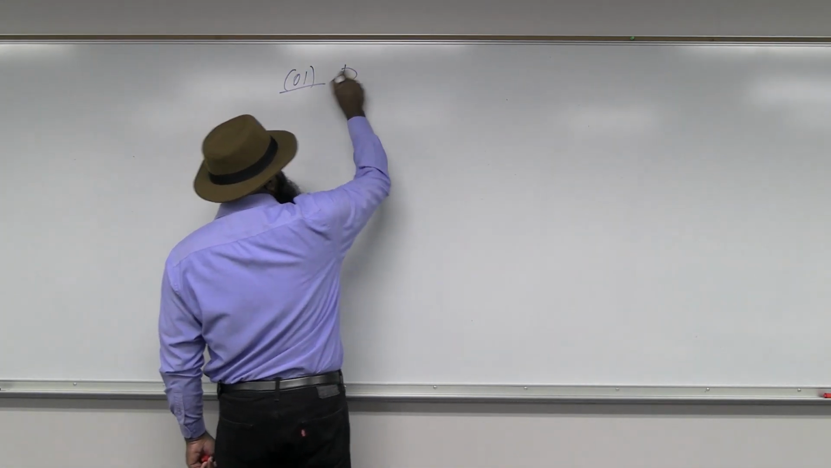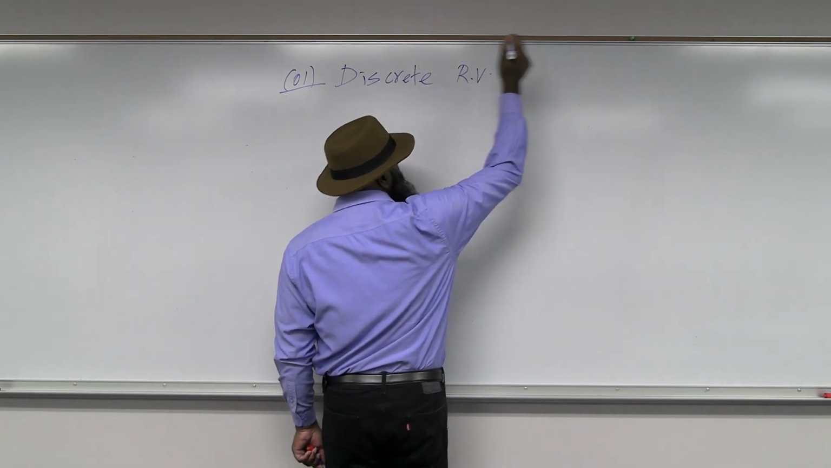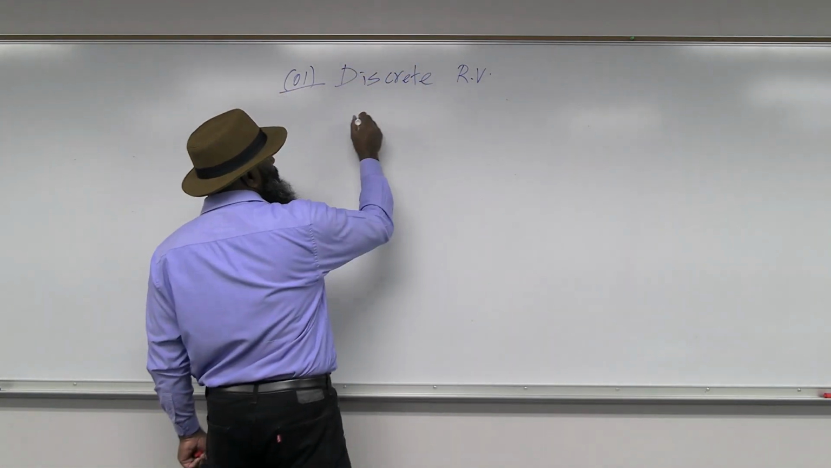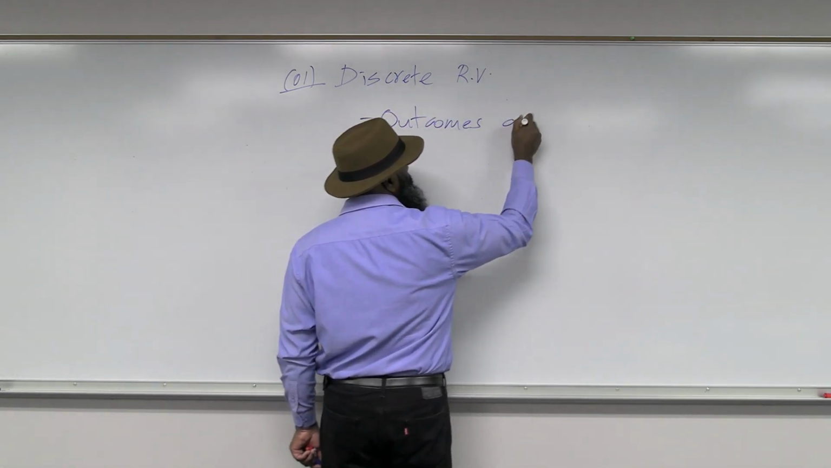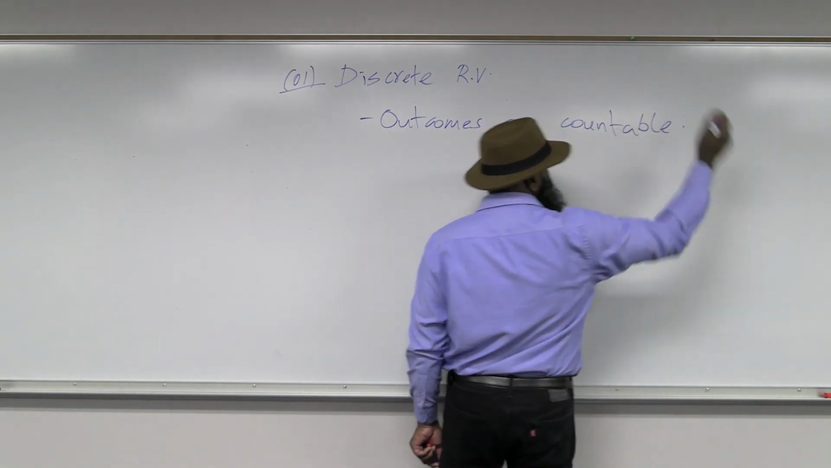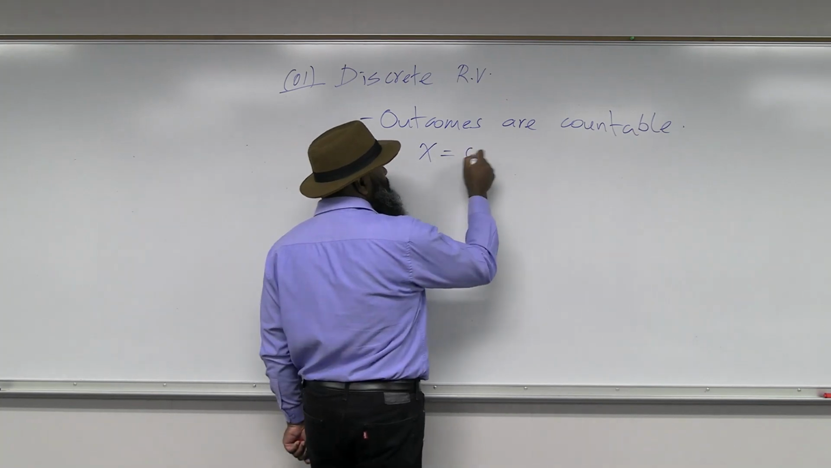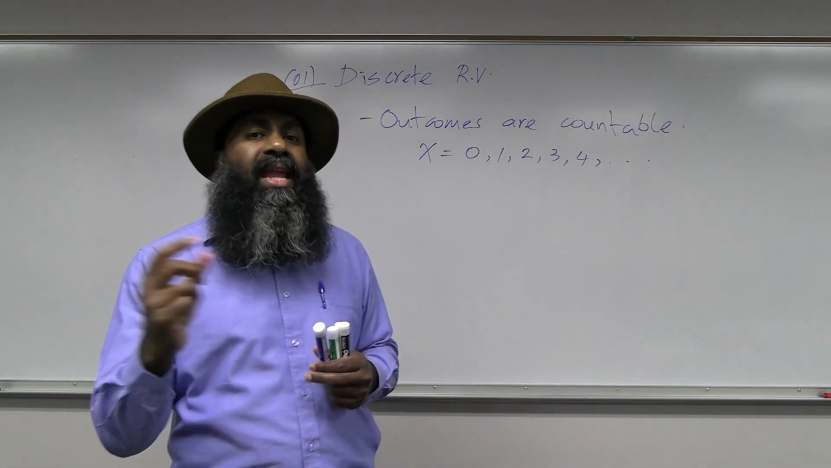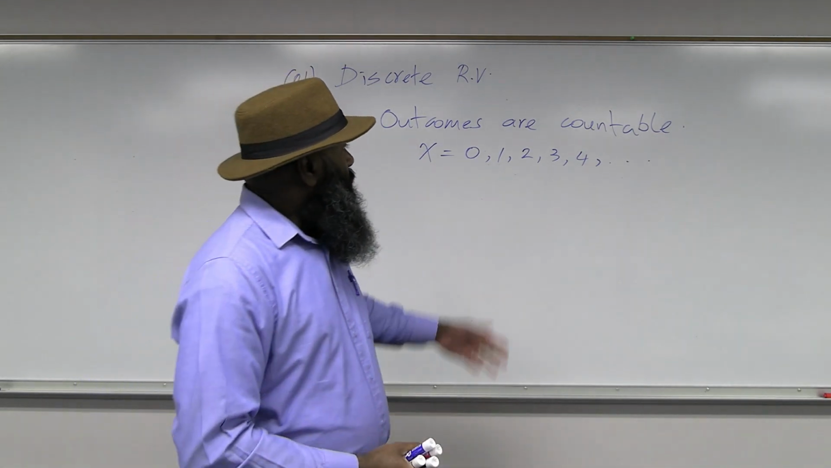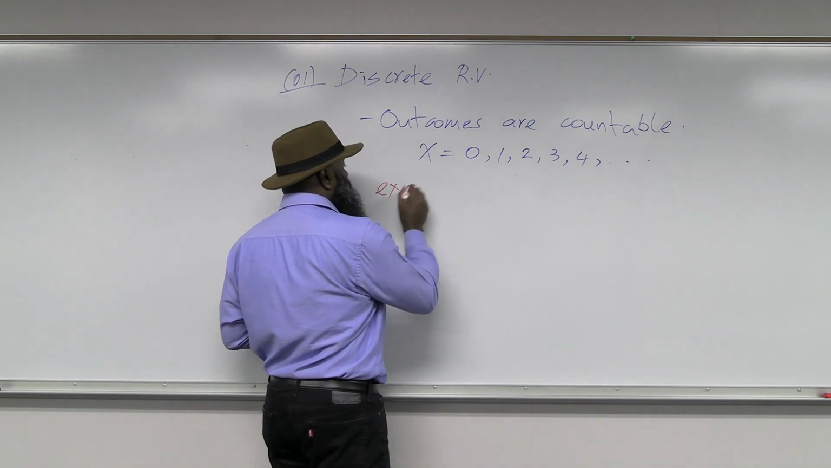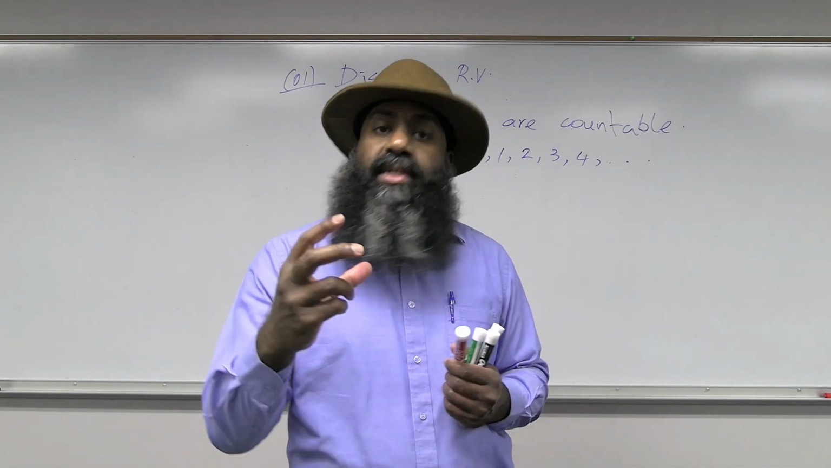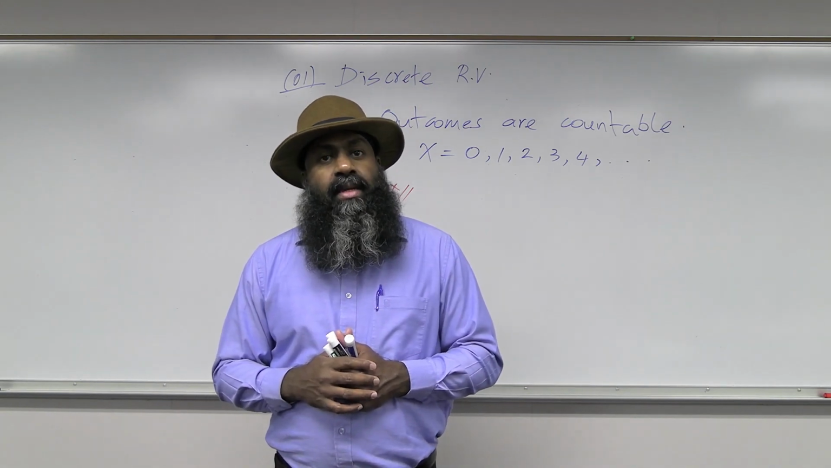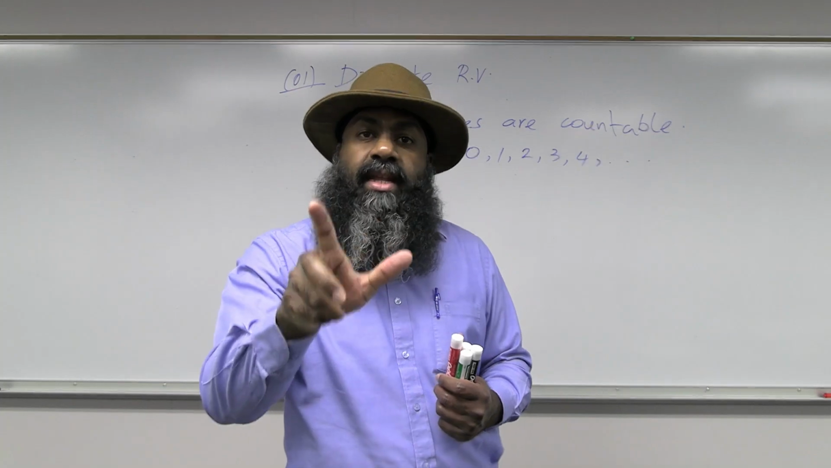Under point number one, we have discrete random variables. These are random variables which are countable in nature, okay? So the outcomes are countable. That means your random variable x can take the values such as 0, 1, 2, 3, 4, and so on. Between two countable values, there cannot be any other values found. One example could be the number of meteorites entering the sky within an hour, or the number of vehicles entering a certain parking lot within a given day. Whenever you have a number of something, it's a discrete random variable.